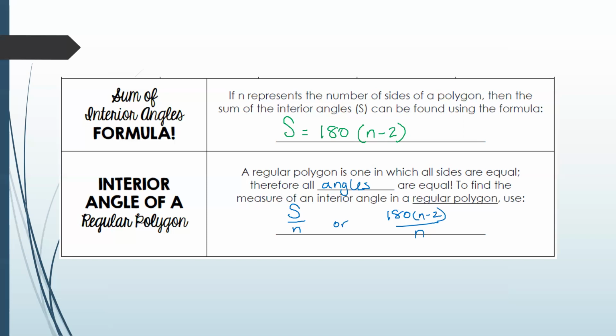Okay, so it's very important to note that the second equation only works for regular polygons where they have equal sides and equal angles. This first one, the sum of interior angles, works for any polygon, regular or irregular.